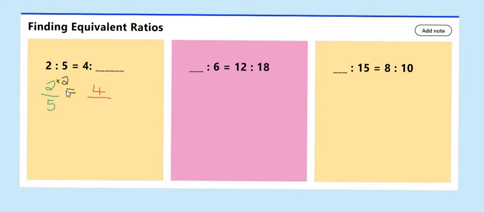Very good. So from your knowledge of fractions, whatever you do to the numerator, you also do to the denominator. So if I multiply the numerator by 2, we multiply the denominator also by 2. So 5 times 2 gives me 10. Awesome. So therefore, the missing portion in this ratio is 10.